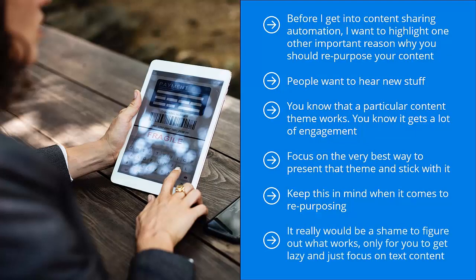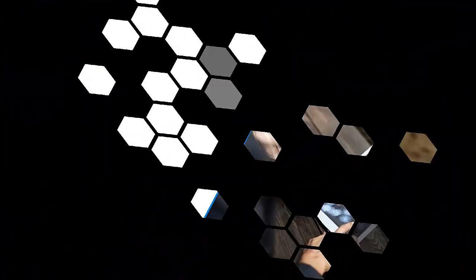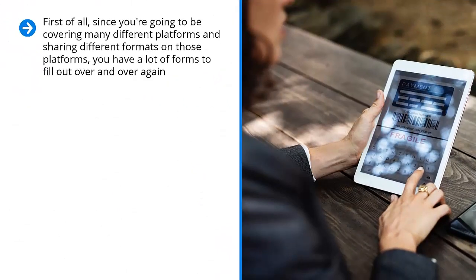It really would be a shame to figure out what works, only for you to get lazy and just focus on text content. I'm sorry to say it, but text content can only take you so far, which brings me to content sharing automation. Since you're going to be sharing a lot of content, and much of this content being third-party as well as original and repurposed content, you're probably going to have your hands full if you decide to do this manually. First of all, since you're going to be covering many different platforms and sharing different formats on those platforms, you have a lot of forms to fill out over and over again. Sure, you may have created an account, one for each of those platforms, but submitting to those places requires you to fill in forms.